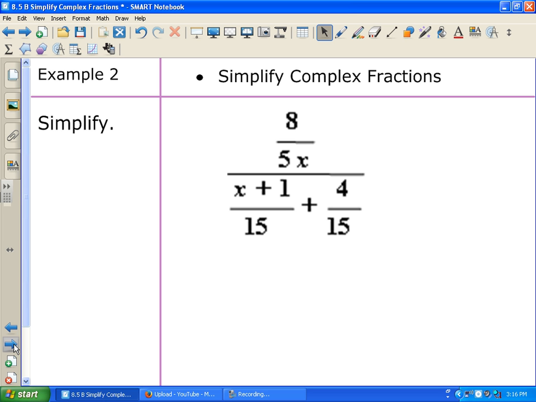Mr. Wood, you said simplify the top. Done. I don't have to do anything to simplify the top. On the bottom, I do have to simplify. I have a common denominator there. The common denominator is 15. It will stay the same.